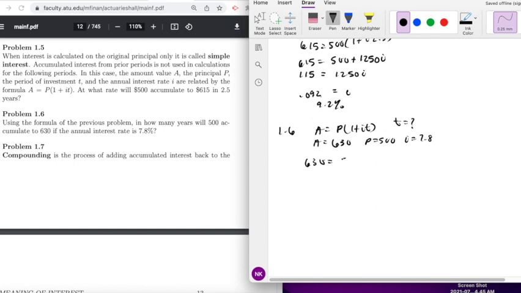630 equals 500 times (1 plus 0.078t), because this is 7.8%, so that's 0.078. As always, I'm going to distribute the 500, so 500 plus 39t is equal to 630. Subtracting 500 on each side, you get 130 equals 39t. So t is equal to 3.33 years.